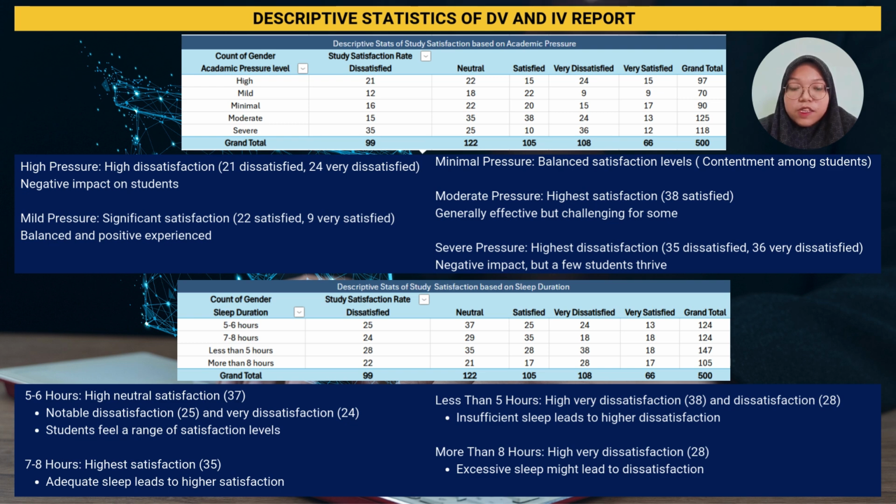A total of 31 students expressed satisfaction or high satisfaction, showing a balanced and positive experience. For minimal pressure, students reported balanced satisfaction levels here, indicating a sense of contentment. For moderate pressure, interestingly, this category saw the highest satisfaction levels, with 38 students reporting satisfaction, suggesting that moderate challenges are effective but can be demanding for some.